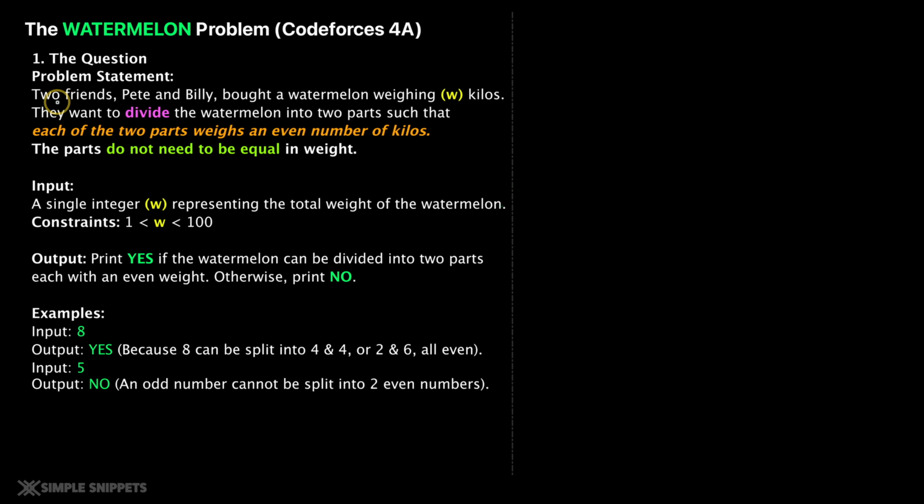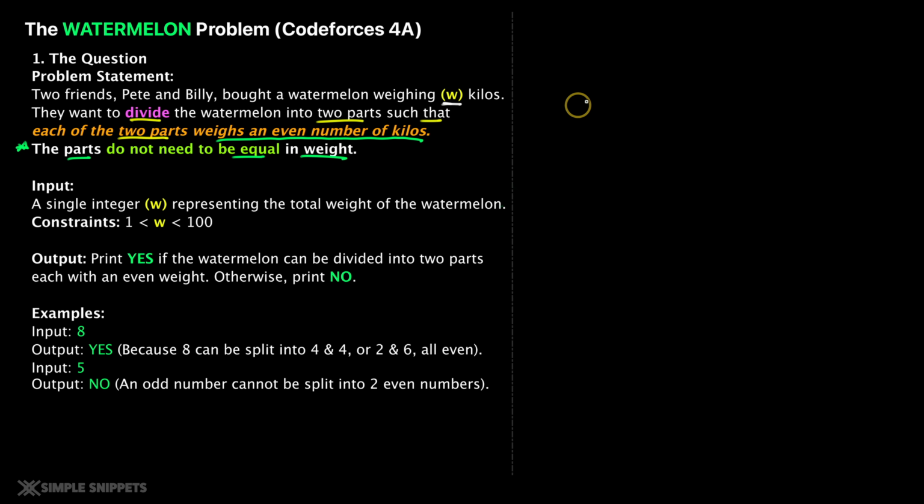So the question: two friends, Pete and Billy, bought a watermelon weighing W kilos, okay? And now they want to divide the watermelon into two parts. But the two parts are such that each of the two parts weigh an even number of kilos. Okay, so this is an important point. That's why I've kind of added a color to it. And also note this, that the parts do not need to be equal in weight.